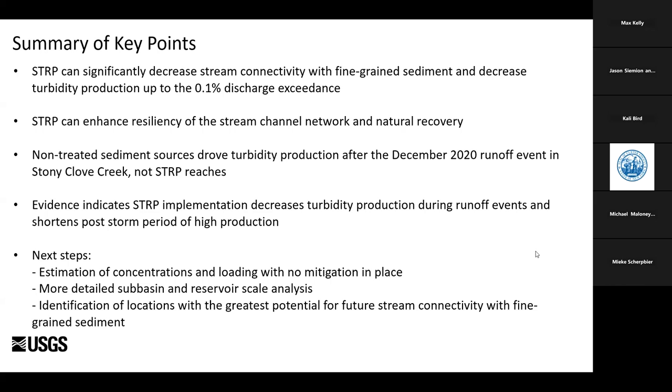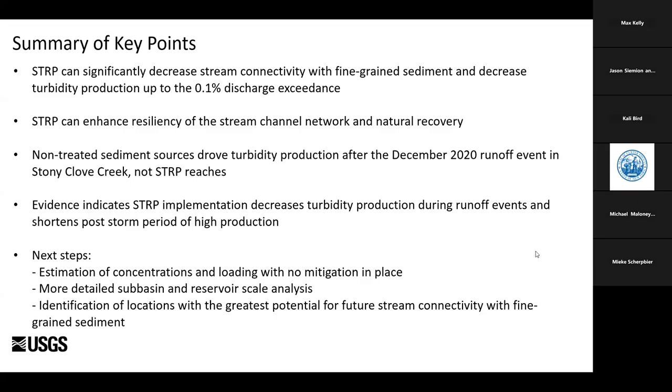And that's important here because we know that future big storms are going to interact with some of those other sediment sources that are untreated in the watershed. So we're still going to see some large pulses of sediment being delivered to the reservoir. However, our results suggest that these projects can help take off kind of the top end of that, reduce the magnitude of the impacts on the receiving waters, and also shorten the amount of time that those receiving waters are going to be affected by the results of these large runoff events.